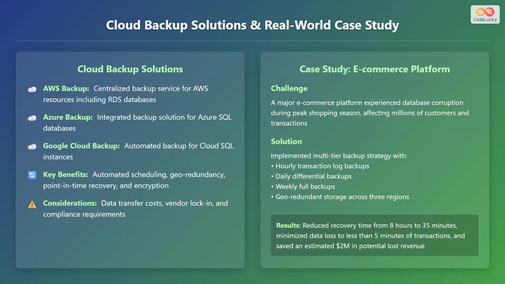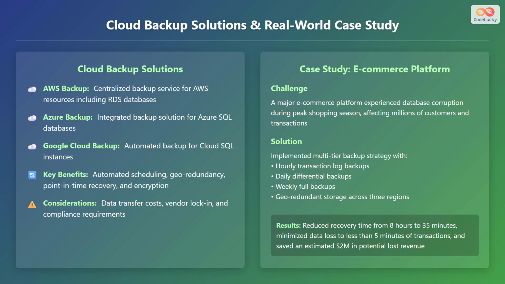There are various cloud backup solutions like AWS Backup, which is a centralized backup service for AWS resources, including RDS databases. Azure Backup is an integrated backup solution for Azure SQL databases. Google Cloud Backup provides automated backup for Cloud SQL instances.